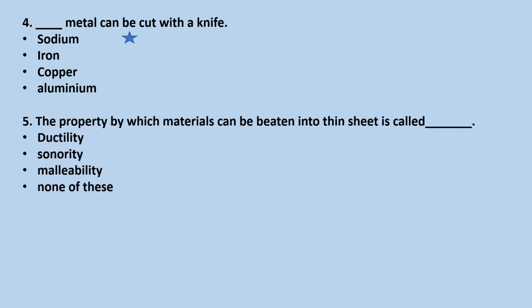Question number 5. The property by which materials can be beaten into thin sheets is called. So the property by which materials are beaten into thin sheets is called ductility, sonority, malleability, or none of these. So the correct answer is malleability.